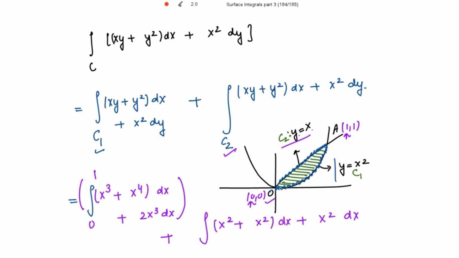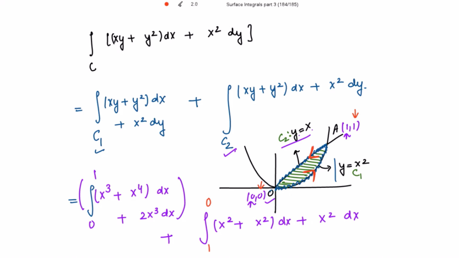Because the curve C1 is from origin to the point A, we have to integrate from origin to the point A. So the limits for the curve C1 is from 0 to 1 for x. And then we have to move back to the origin, from A to the origin. So the limits of x now becomes for the curve 2, that is from 1 to 0, opposite. So the lower limit becomes 1, upper is 0. Is it okay? Fine. This point is clear.